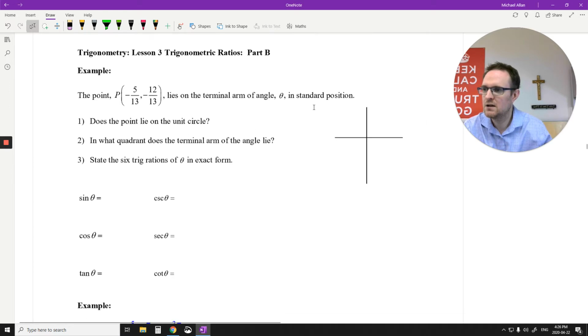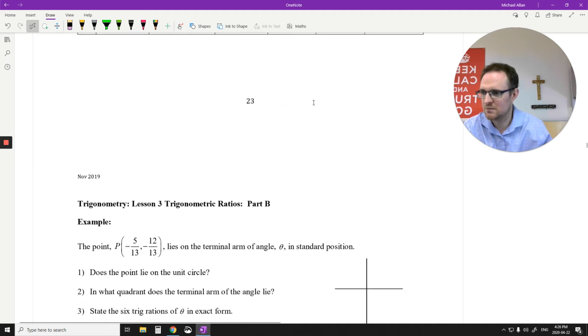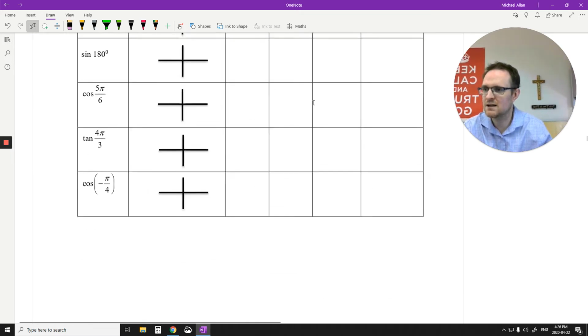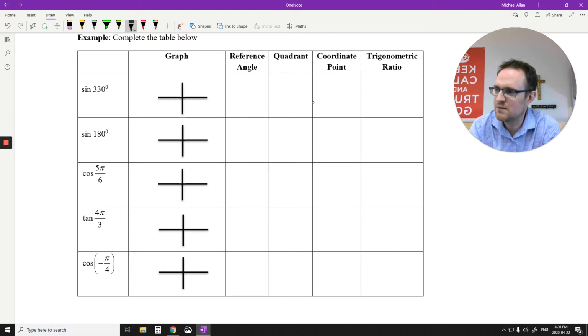Okay, so we're almost done this section, part 1. We're going to do part B in a second here. So there's a table here we're going to fill out. This is very similar to what we just did previously. I'm just asking a few different questions. And this time we're going to use exact answers.